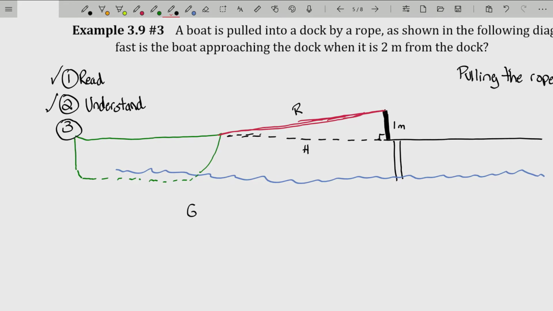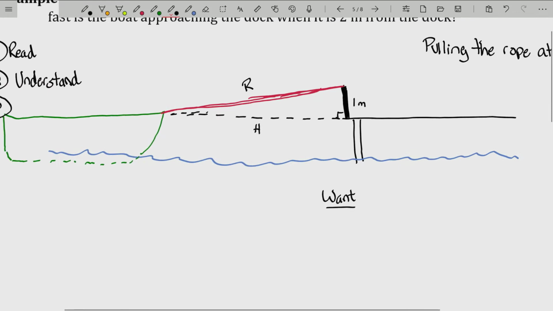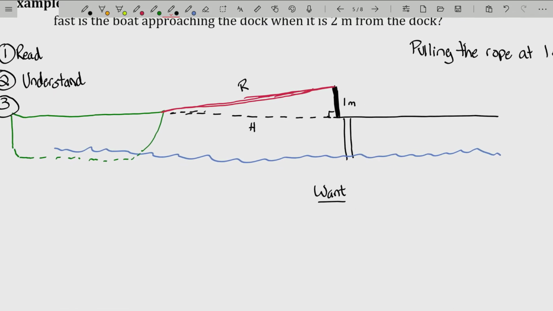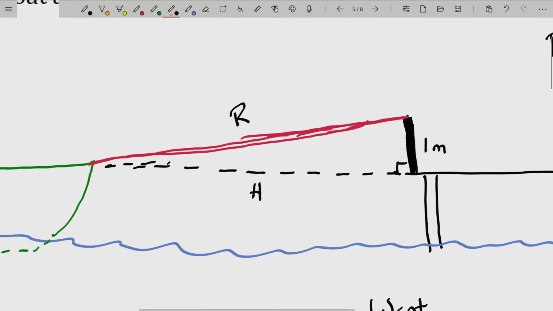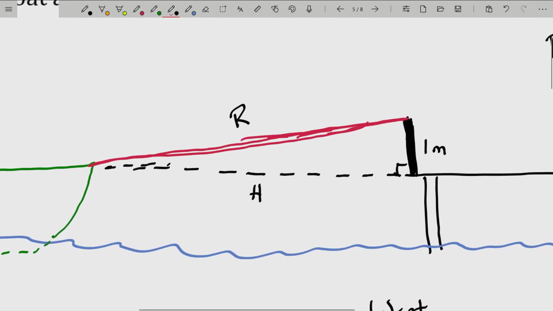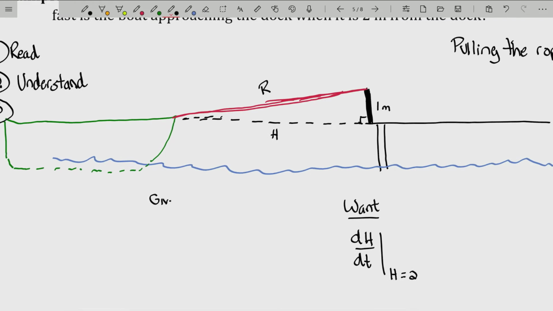Let's see, what were we given? Actually, it's easier to say what we want. What do we want? Well, we want to know how quickly the boat is coming towards the dock when it's 2 meters away. So we want, how quickly is that H changing when H is equal to 2? That's really what you're asking. You want to know how quickly that horizontal line is changing when you stop time at when that H is equal to 2. And then let's write out what we're given.